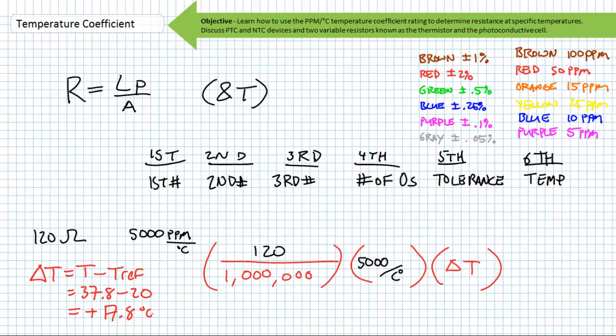Therefore, 120 divided by a million times our temperature coefficient of 5,000 parts per million per degree Celsius times a temperature change of 17.8 degrees Celsius would mean our change in resistance would be roughly positive 10.7 ohms. Therefore, our 120 ohm resistor is now 120 plus 10.7, or 130.7 ohms. This is a roughly 8.9% change in the rated value of our resistor, totally independent of manufacturing tolerance, simply because you're using it in a hellish environment.